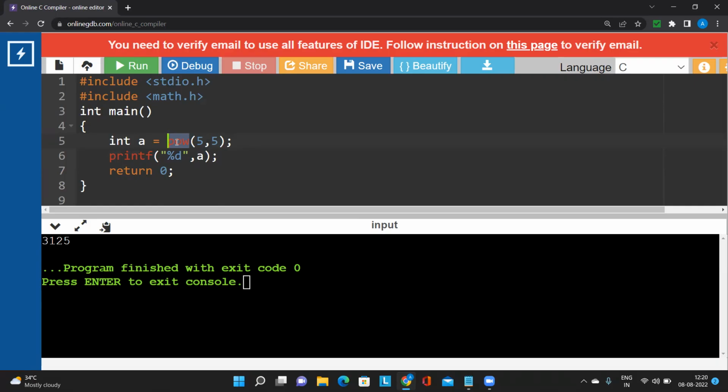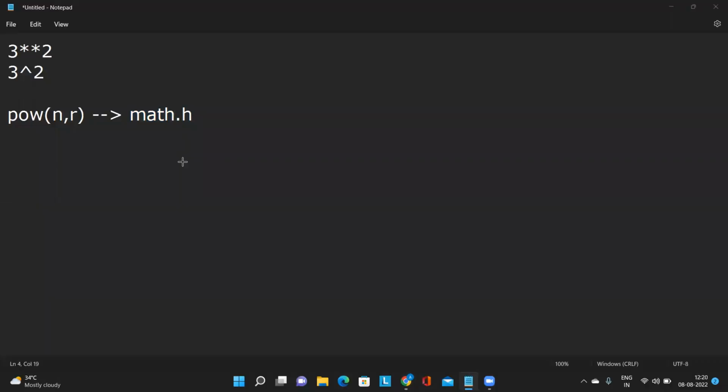So these are the different arithmetic operations you can be performing on our variables.